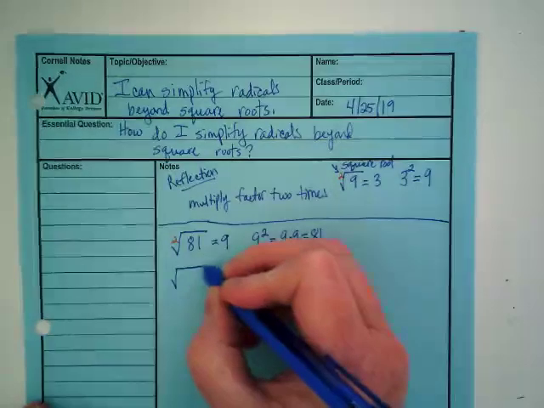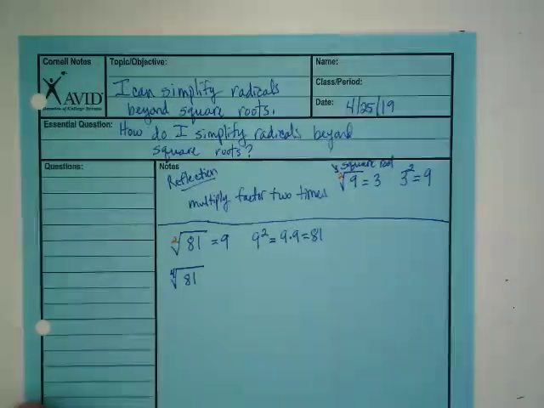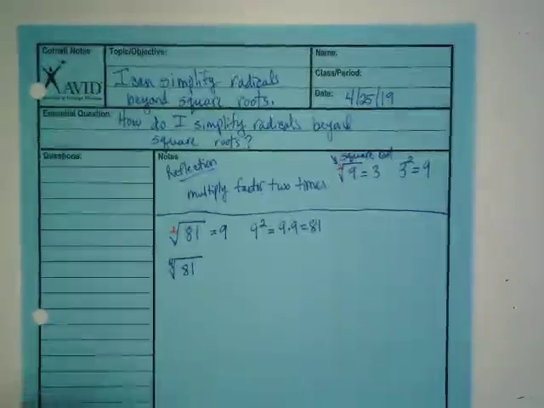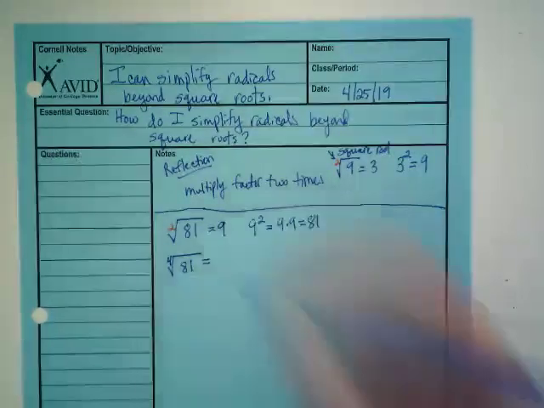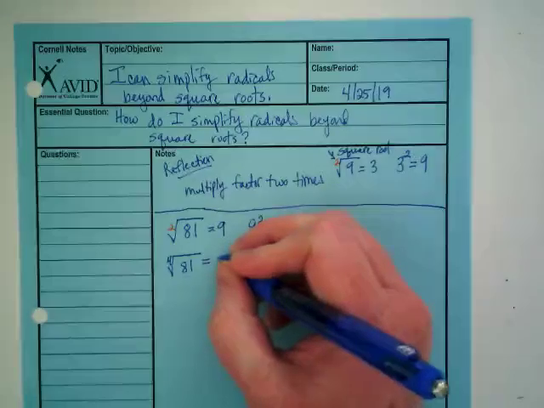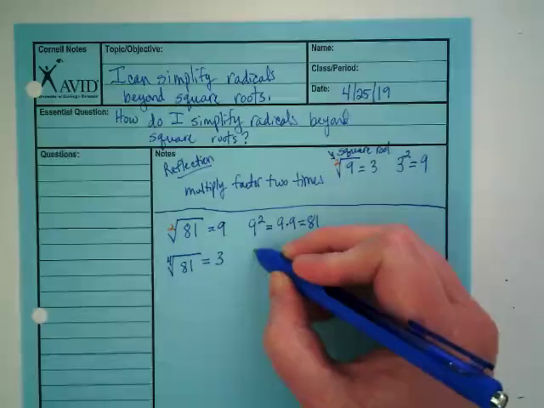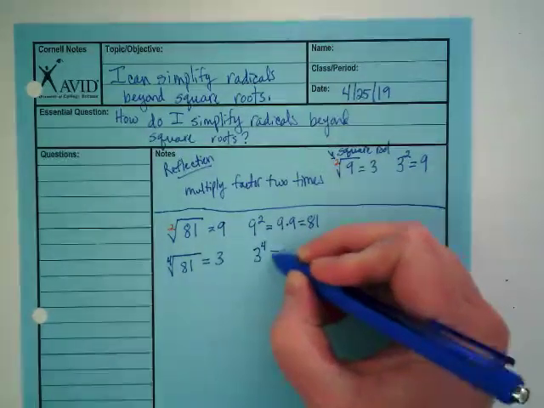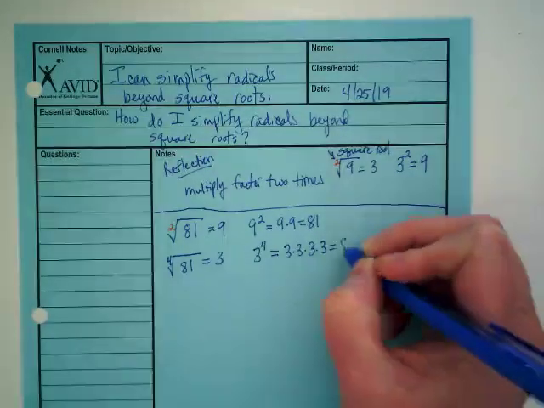But what if I asked you to find the answer when it's not a 2, but there's a 4 there? This time I need a number that gets multiplied 4 times to get me to 81. What number do you think that might be? 3. How'd you get that, Adam? You just memorized it. Okay. So he's saying that 3 to the 4th power is equal to 3 times 3 times 3 times 3, and that gives me 81.